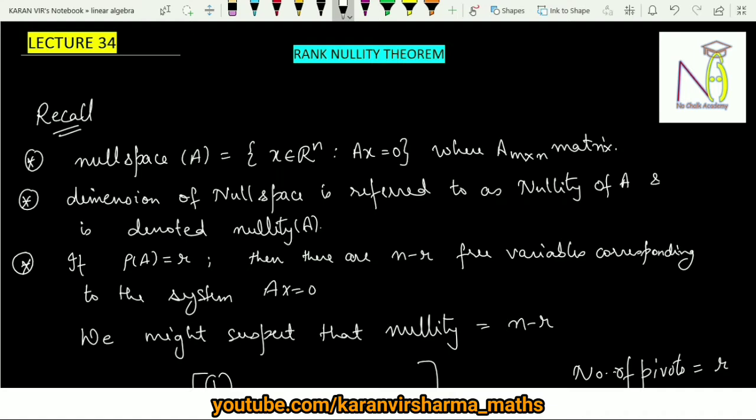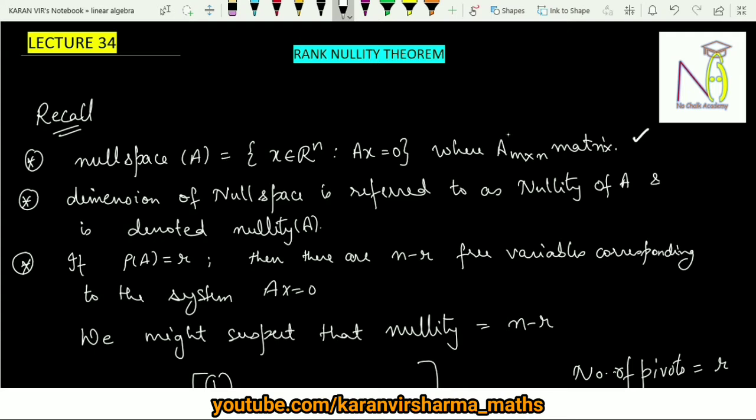In this video lecture, I will be discussing the proof of the rank nullity theorem. Before discussing the proof, let us recall some facts which are required. So, null space is nothing but the collection of all x coming from Rn which satisfy the equation Ax equals 0, where A is any m cross n matrix.